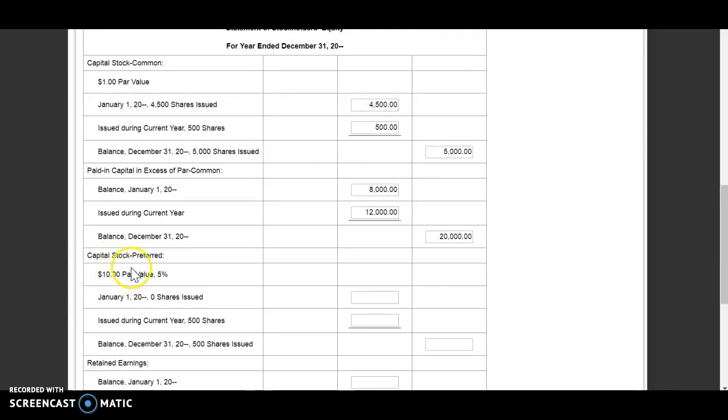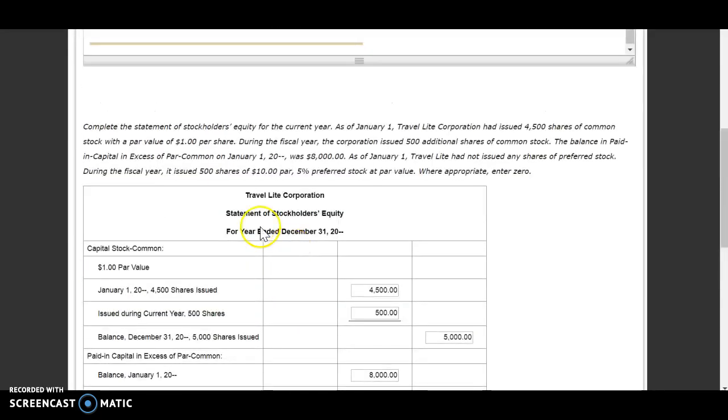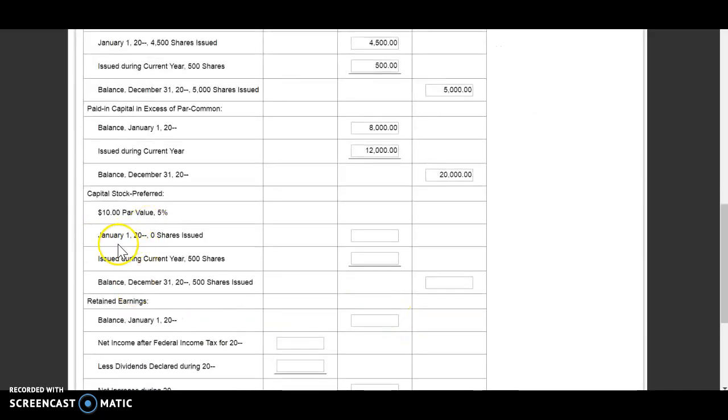Okay, next section is going to be my capital stock preferred. And so that's what they're talking about in this section here. It says $10 par value, 5%, January 1st, 0 shares were issued. If 0 shares were issued, that's simply going to be $0. Remember in our directions, it did tell us to put in a 0 if needed. Next, it says issued during the current year was 500 shares. So just like we did up here, we're going to take our 500 shares times that $10 par value, which is simply going to be 5,000.